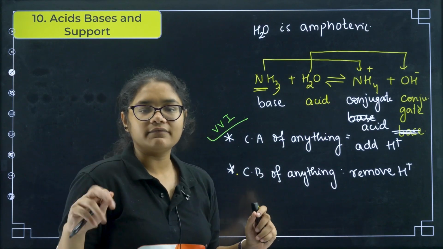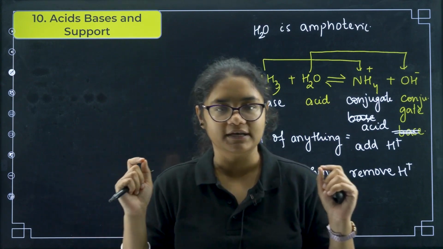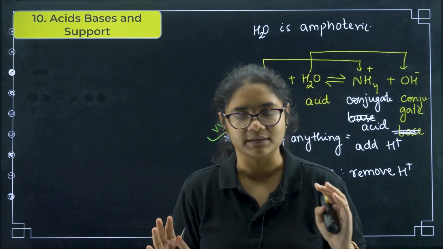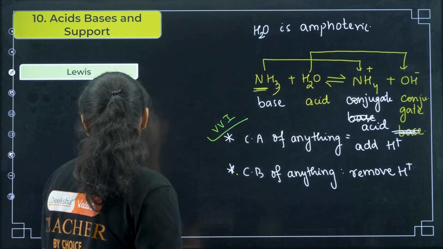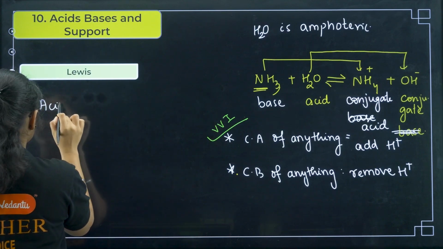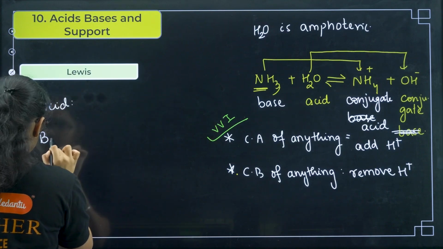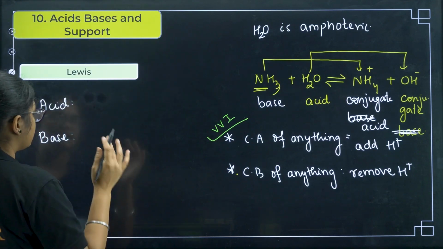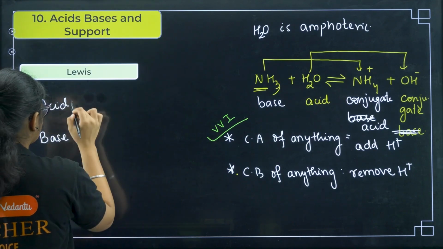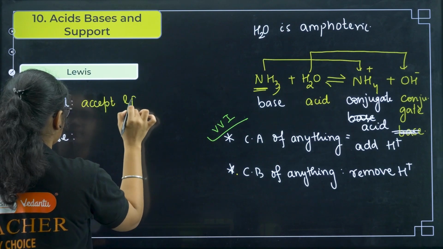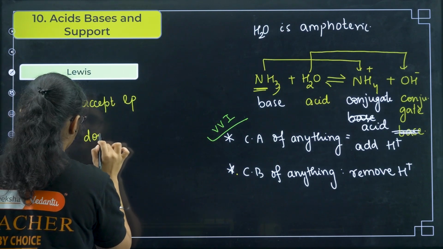Okay, so till now we have two definitions. One is your Arrhenius concept, another is your Bronsted concept. The third one is the Lewis concept. So according to Lewis, what is an acid and what is a base? Here he doesn't talk in terms of proton, he talks in terms of lone pair. So an acid is something which can accept a lone pair, and a base is something which can donate a lone pair.